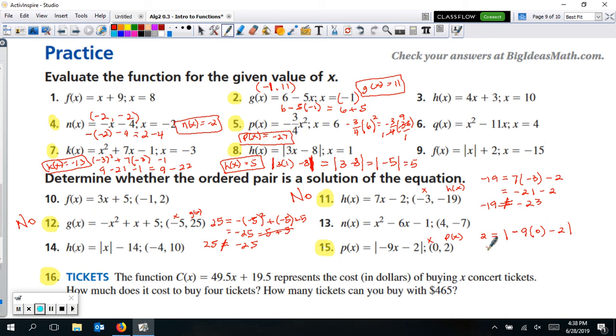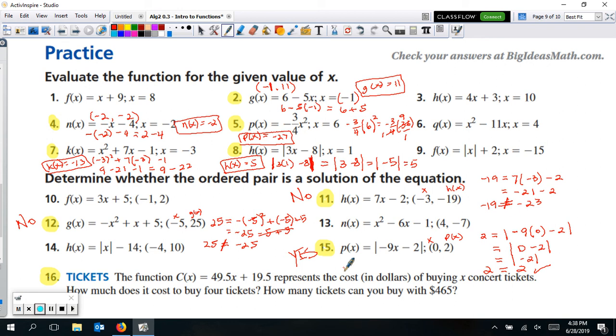So negative 9 times 0 would be 0. So 0 minus 2 there is going to end up being negative 2. And so the absolute value of negative 2 is always positive. It's 2. So 2 does equal 2. That works. So we can say on this one, yes. We got a yes on this one finally. 15, yes, that is a solution to that function.